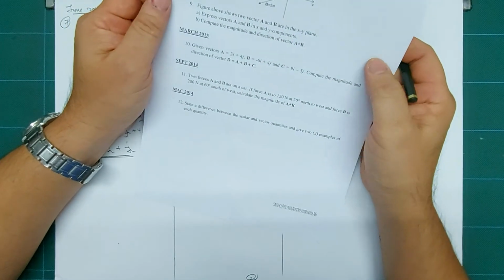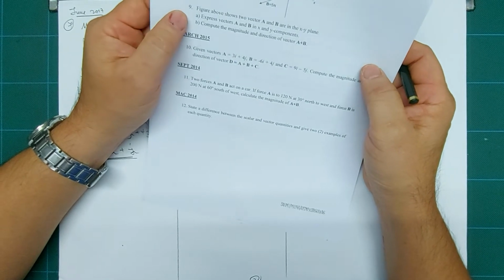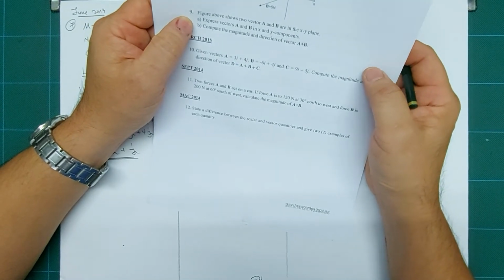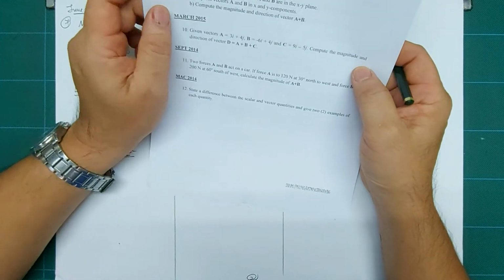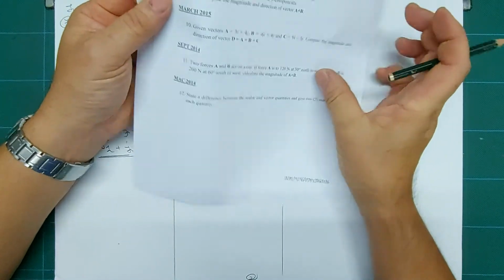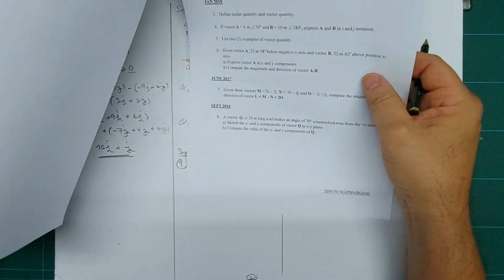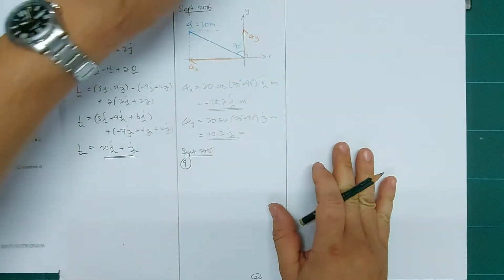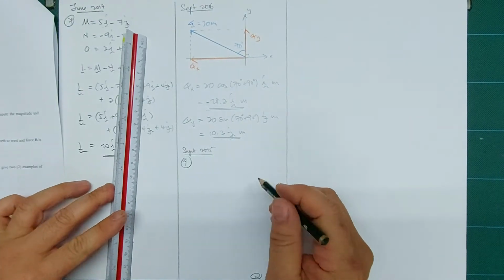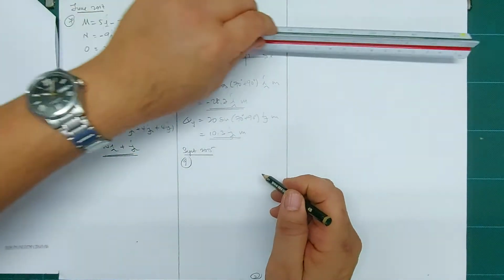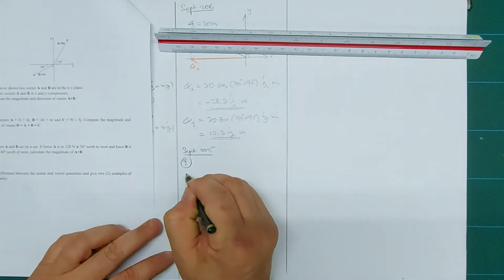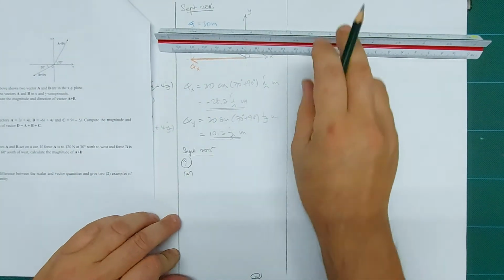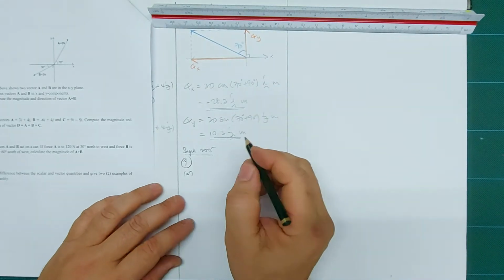The figure above shows two vectors A and B in the xy plane. Part A: express vectors A and B in x and y components. Part B: compute the magnitude and direction of vector A plus B. This question is quite similar to question number 6. We don't need to draw first, so we have that component there. For 9A, express A and B in xy components.